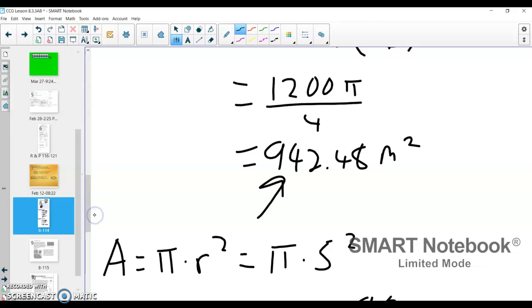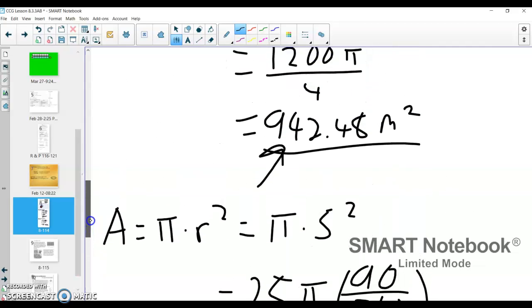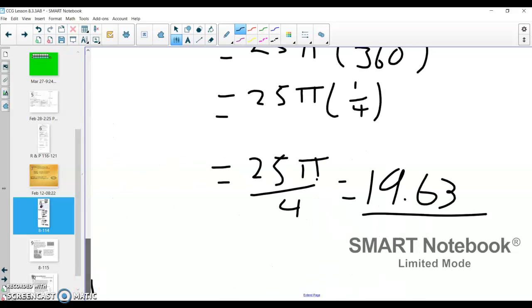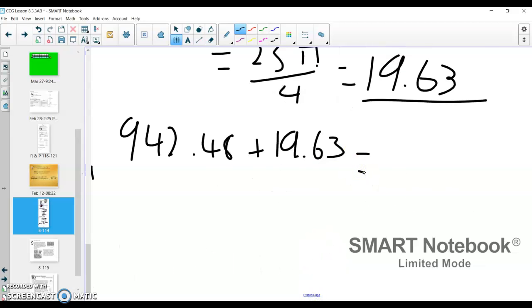So now I have the area of one sector here, the area of another sector here. We've got to add those two together to get the total answer, and that is going to be 942.48 plus the other one, which is 19.63, and that'll give me my final answer. So 942.48 plus 19.63 gives me a final answer of 962.11 meters squared. All right.